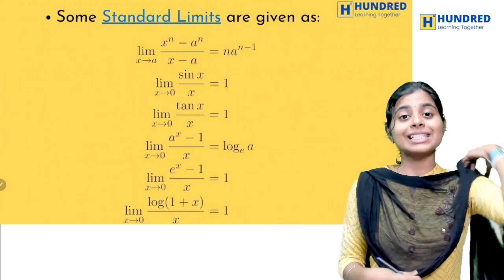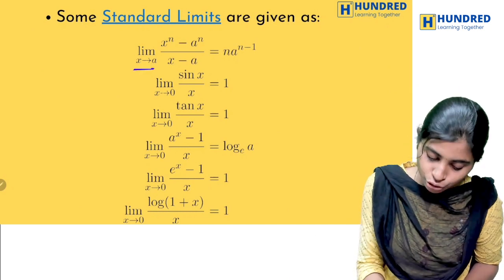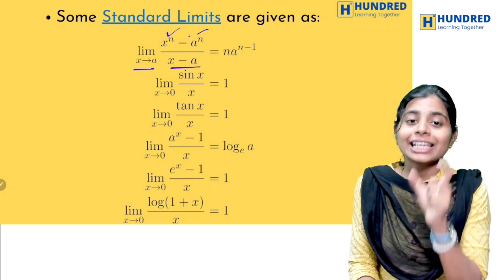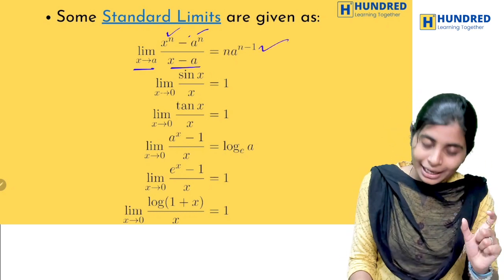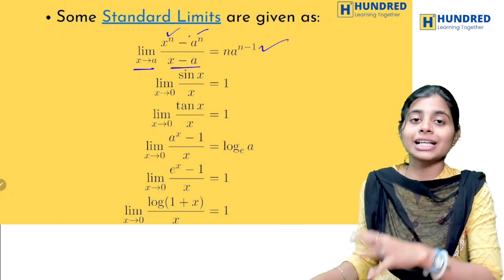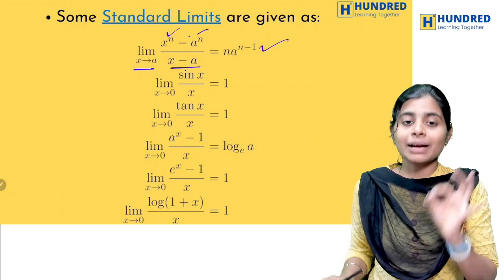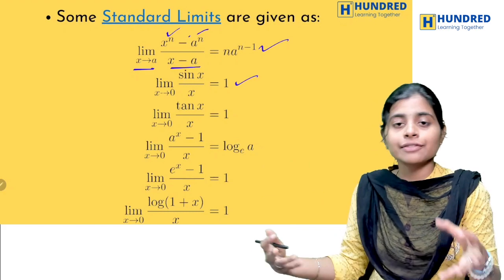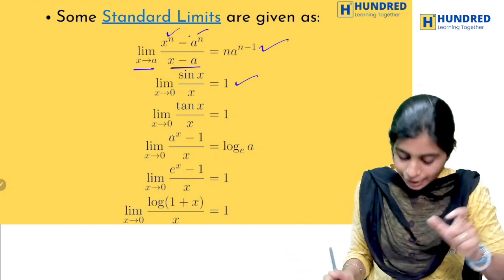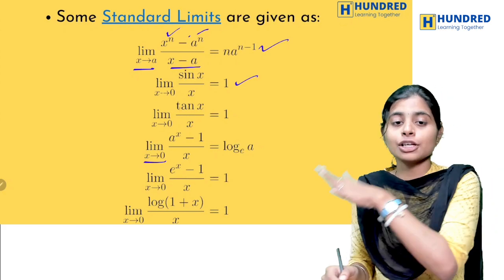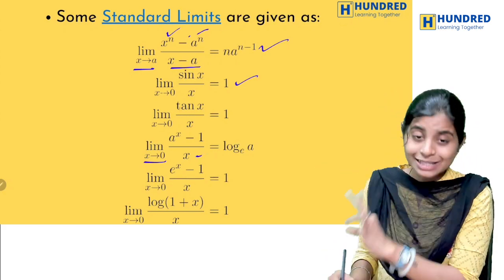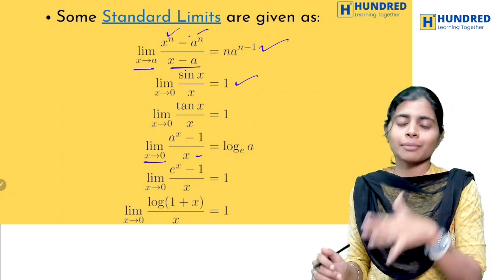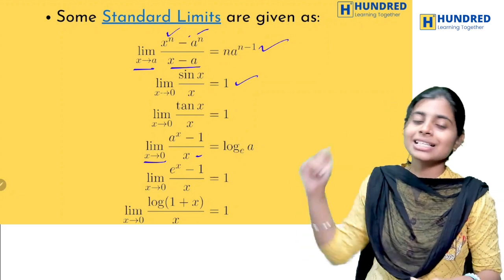And there are some standard results. For example, limit x tends to a of x power n minus a power n divided by x minus a, the value of this limit is n into a power n minus 1. Then the same for trigonometric functions, limit x tends to 0 sin x divided by x, the value is 1. Then limit x tends to 0 tan x divided by x, the value is 1. Then the value of limit x tends to 0 a power x minus 1 divided by x is log a base e. Okay, so limit x tends to 0 e power x minus 1 divided by x is equal to 1.